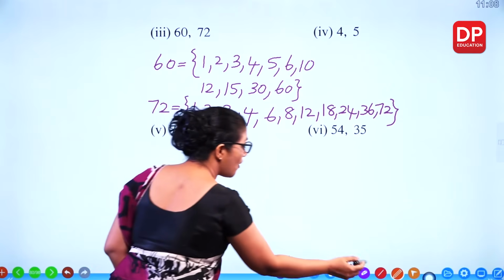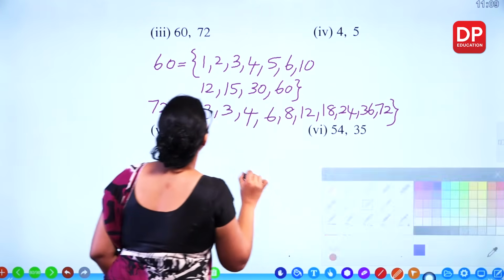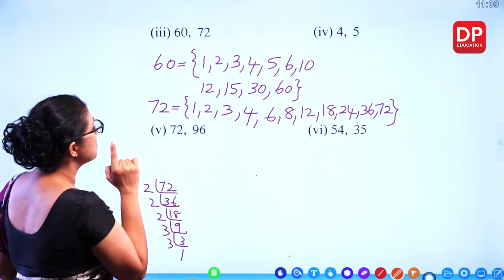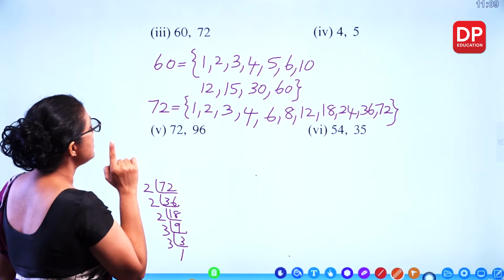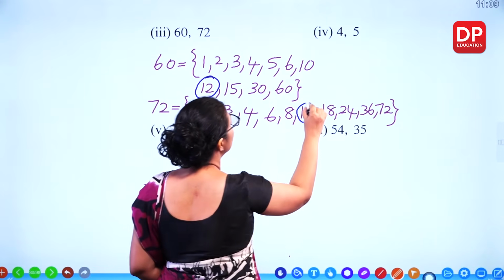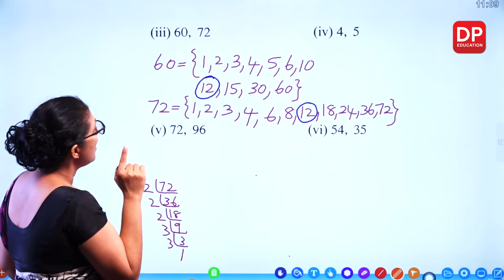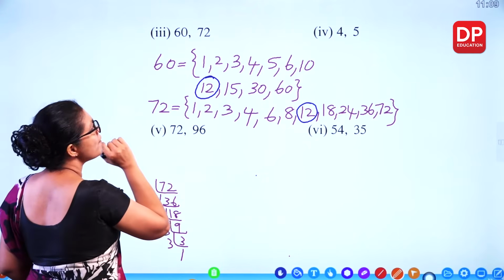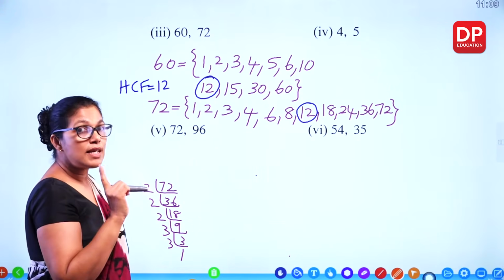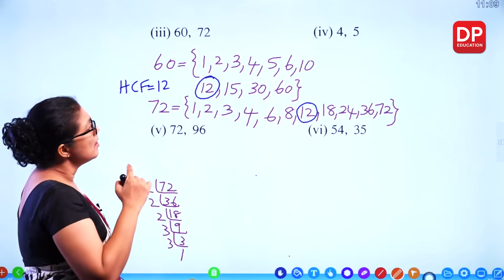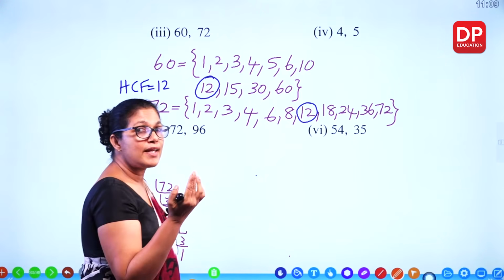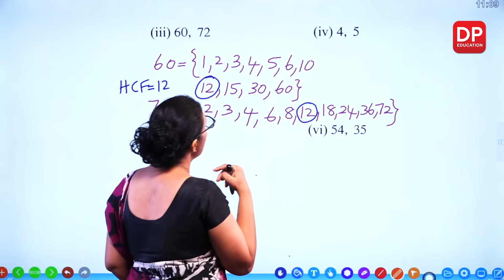Now, what's the common one and the highest? Highest common factor. Look carefully and see what's the highest one. 24, not that. 18, 12. 12 is there. That's the highest one, no? So that's the highest common factor. So HCF is 12. This is not easy. This way is the hardest one, to find out all the factors and then find the highest one. It's easy to find out by taking separate factors.